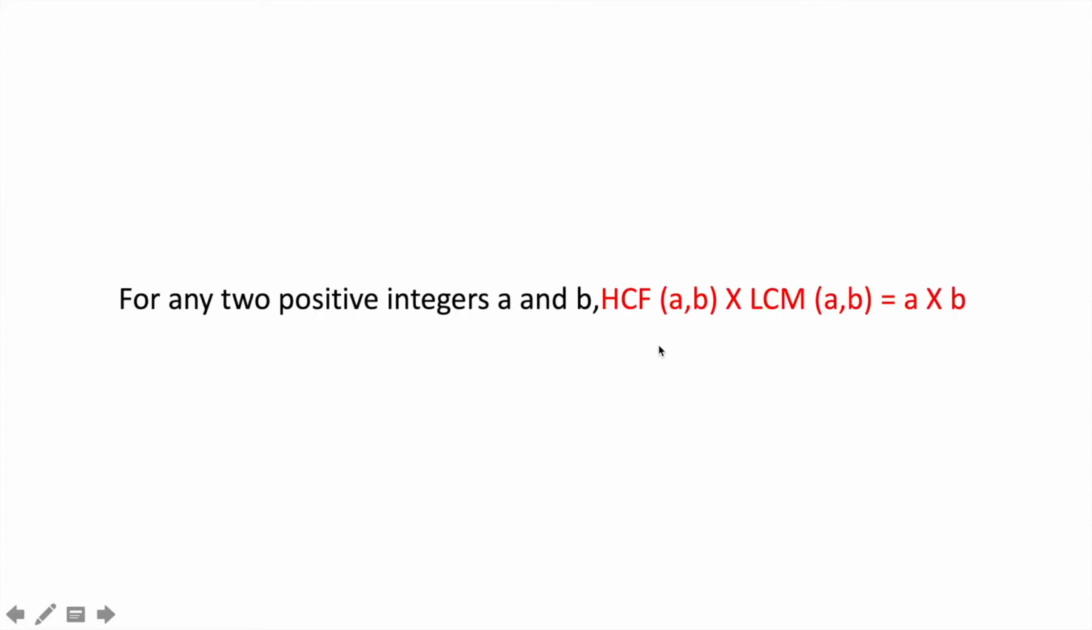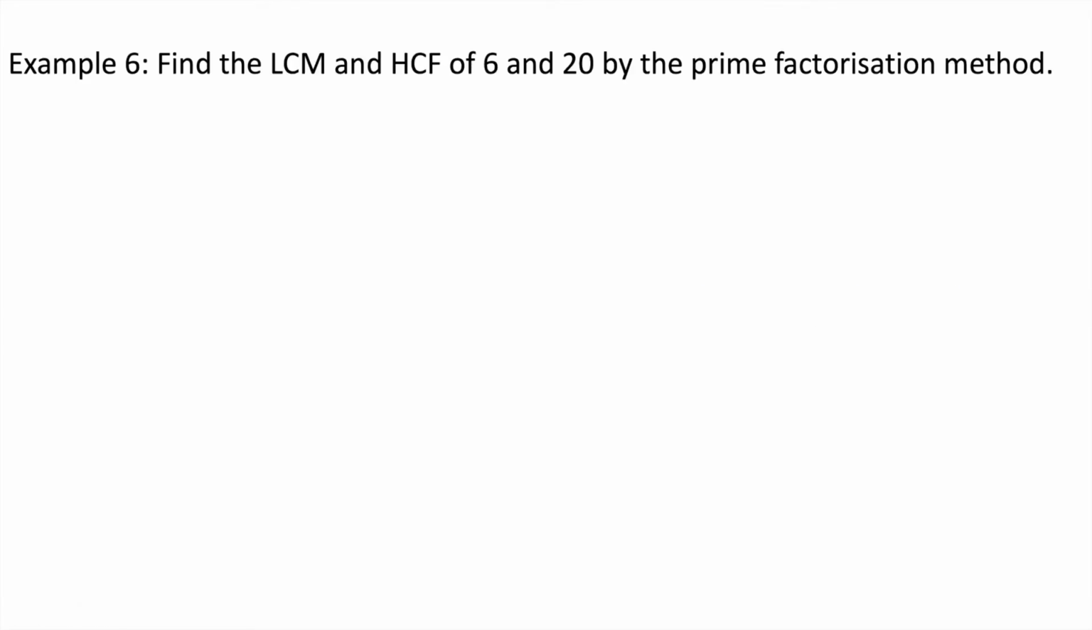And this is the relation between HCF and LCM of two positive integers. This formula is only applicable for two positive integers. If we are finding the HCF and LCM for more than two numbers, this formula is not applicable. HCF of A, B into LCM of A, B is equal to A into B. That means the product of HCF and LCM is equal to the product of those two numbers. Now we can discuss the questions.